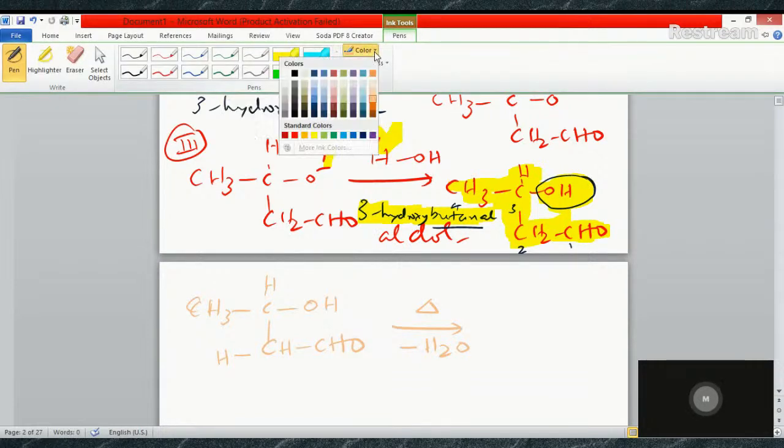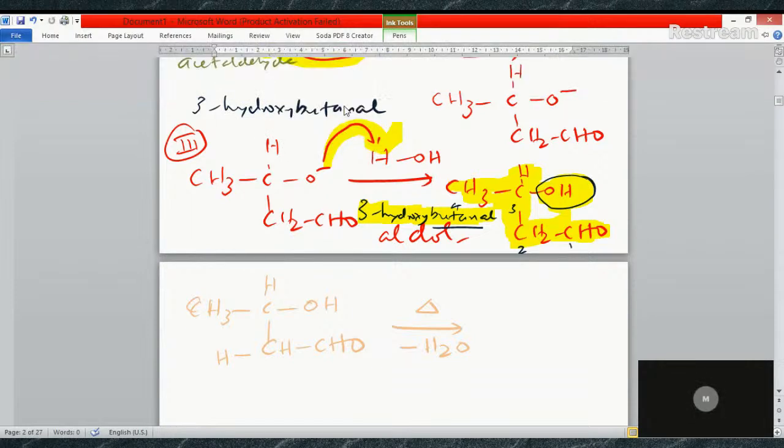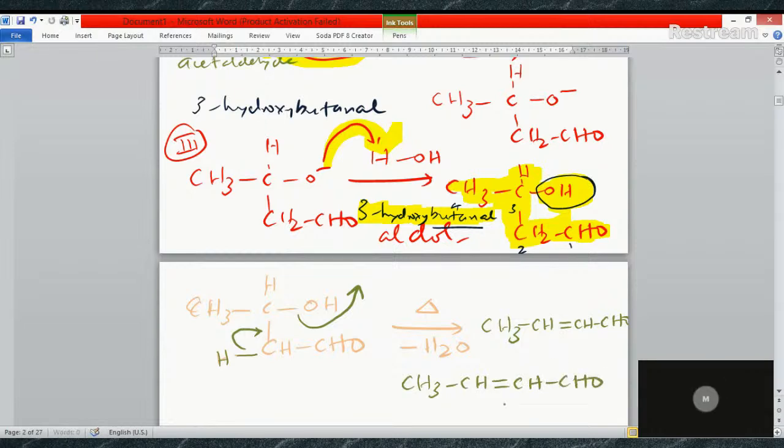There will be a beta elimination reaction, and that can be followed as follows. The hydrogen from this carbon is removed, and simultaneously OH is leaving. As a result of that, we will be having CH3CH, double bond CH, single bond CHO. This compound, CH3CH double bond CH single bond CHO, is commonly called crotonaldehyde.